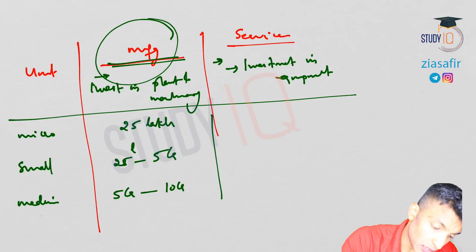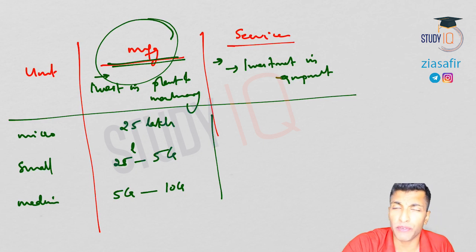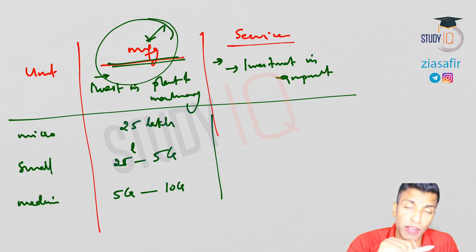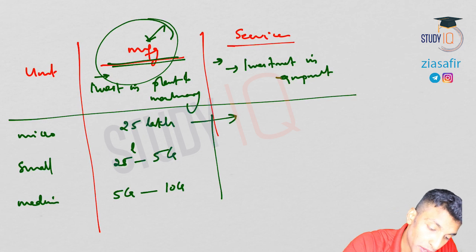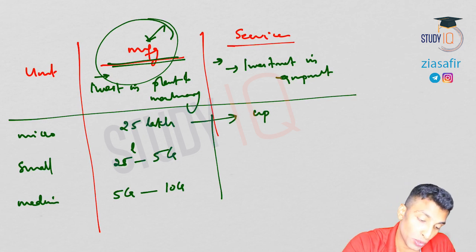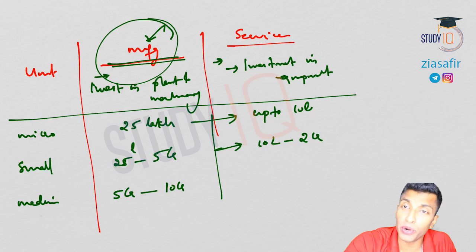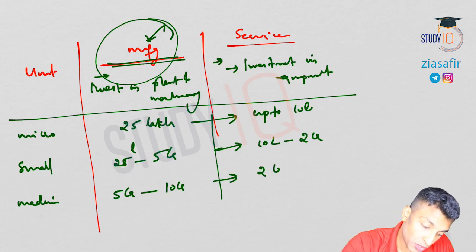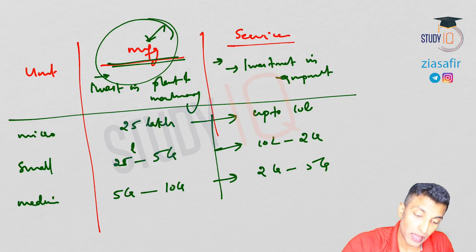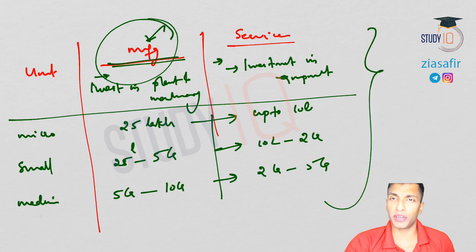Now after this, you see the services. In case of services, as I have already told you, the investments which you make in manufacturing for plants and machineries are actually not required in service. So the limit is less when it comes to service. Here you can see instead of 25 lakh, it is 10 lakh. So micro means up to 10 lakh investment. Then small means 10 lakh to 2 crore, and medium means 2 crore to 5 crore. So this is actually the definition of MSME.